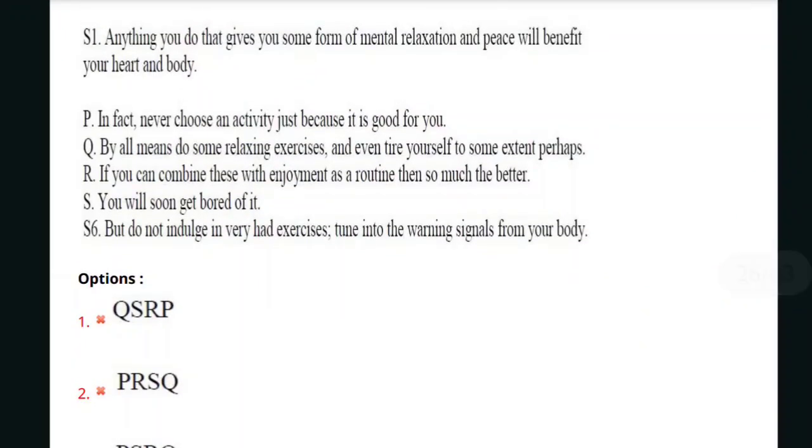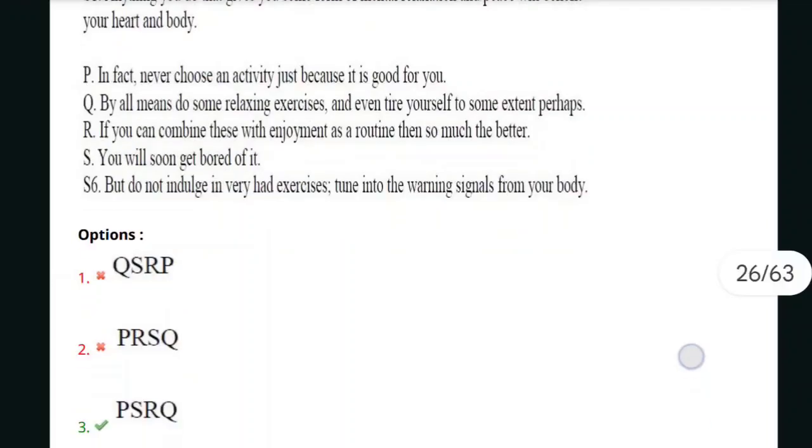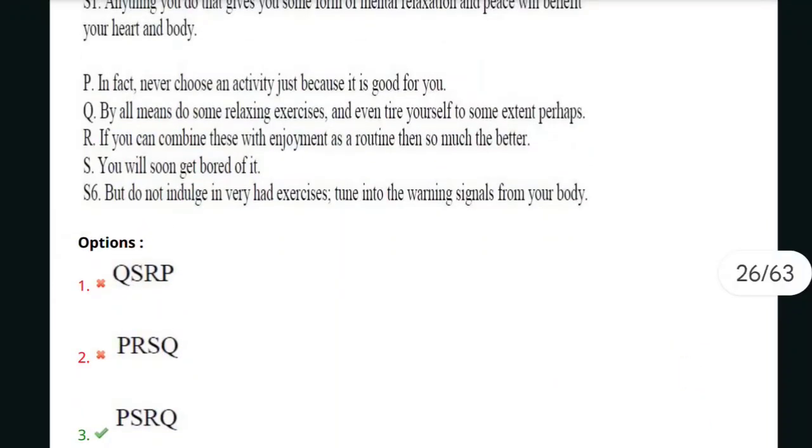Anything you do that gives you some form of mental relaxation and peace will benefit your heart and body. In fact, never choose an activity just because it is good for you. By all means, do some relaxing exercises and even tire yourself to some extent perhaps. If you can combine this with enjoyment as a routine, then so much the better. You will soon get bored of it. But do not indulge in very hard exercises. Tune into the warning signals from your body. And the correct answer here is PSRQ.